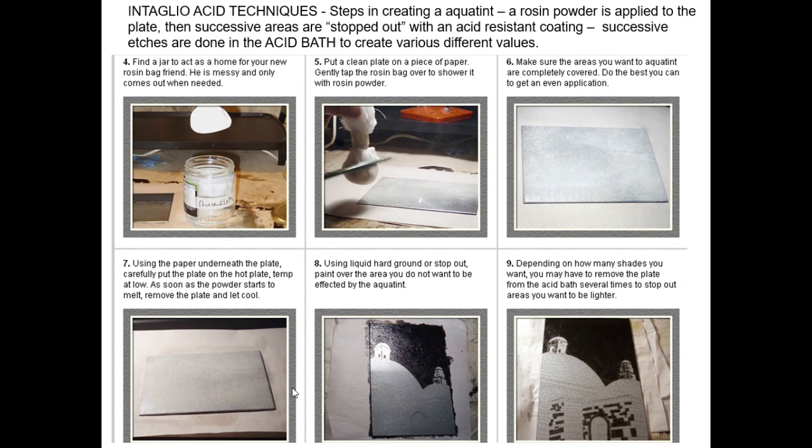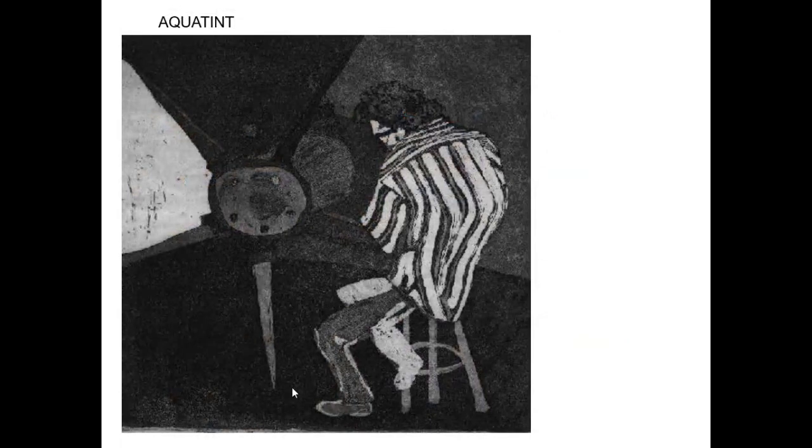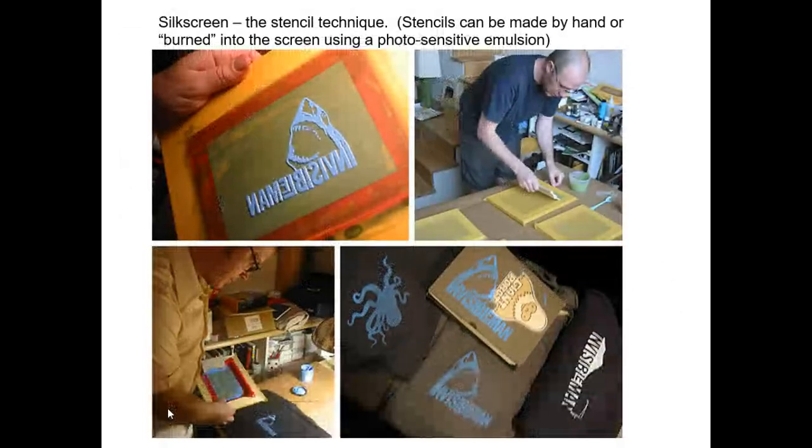So areas that are exposed twice etch to a deeper value, and we just keep doing that. We etch some areas, block more, etch, block, until we've achieved the range of values that we're interested in. You can see here that there are some areas that are pure white, some areas that are light gray, middle gray, and dark black. The aquatint almost always has this kind of pebbly appearance, so most people who do aquatint will come back and add lines with a dry point needle or an engraving tool to make the image a little more clear.